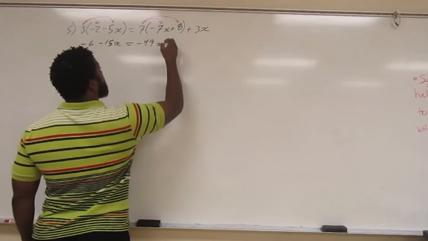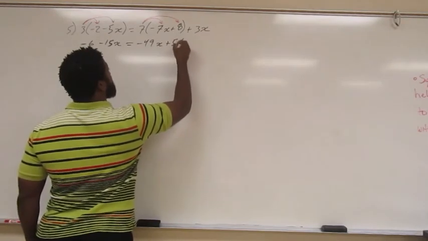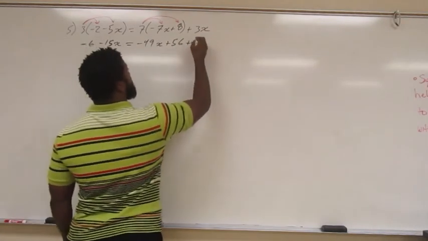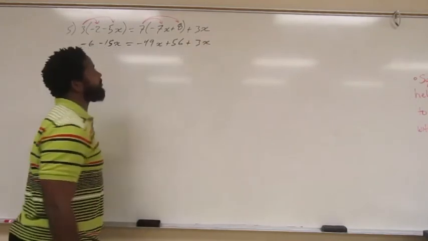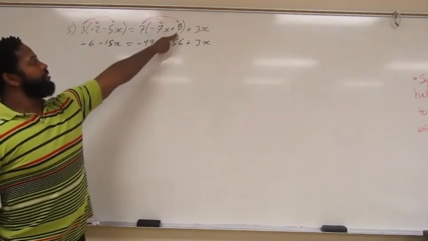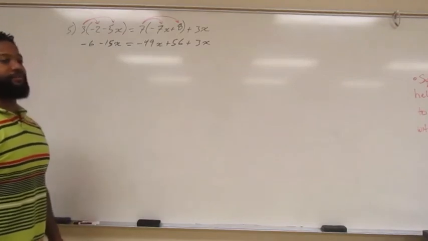Plus 56, plus 3x. That's what I give you. Okay? 8 times 7, 56.